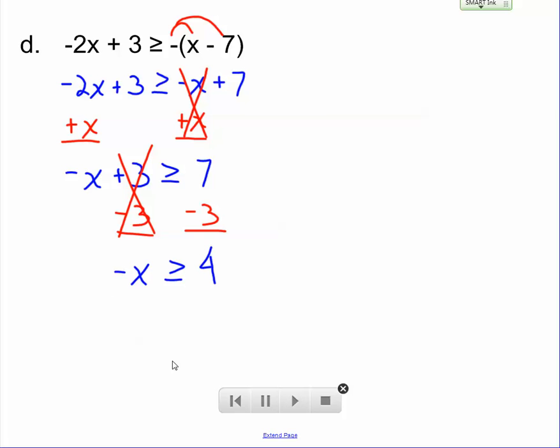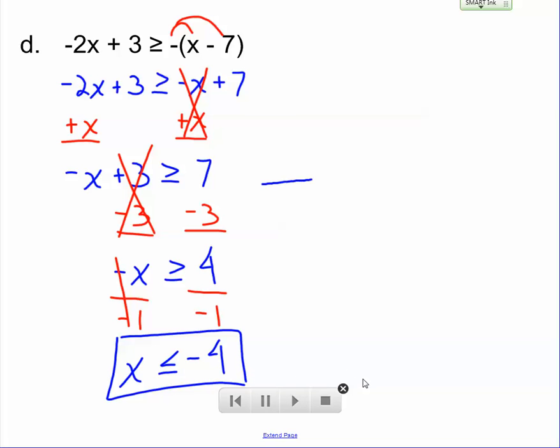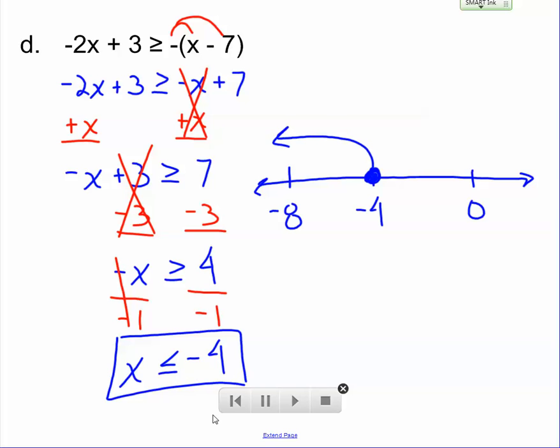And lastly, I don't want negative x, I want positive x. So I'll just divide both sides by a negative 1, and I'll get x is less than or equal to negative 4. So that's the point where I need to flip the inequality because I divided by a negative number. If I divided by a positive 3, for instance, I wouldn't need to flip the inequality. So do we color in the dot or not? Yes, we do, because it's or equal to. And then show all my values to the left.